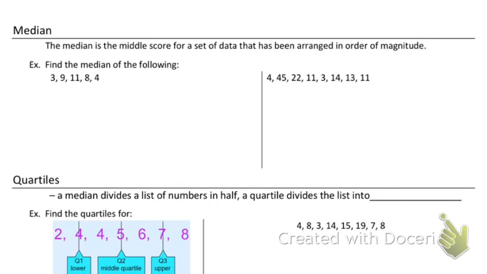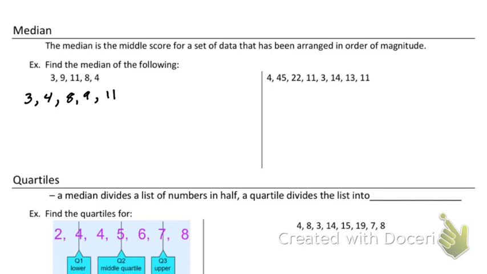The median is the middle score for a set of data that has been arranged in order of magnitude. Magnitude just means size. So whenever I ask for the median, the first thing you have to do is organize your data from smallest to largest. If I'm given 3, 9, 11, 8, and 4, I'm going to organize it from smallest to largest. That would be 3, 4, 8, 9, and 11. Which number is smack dab in the middle of all the data?